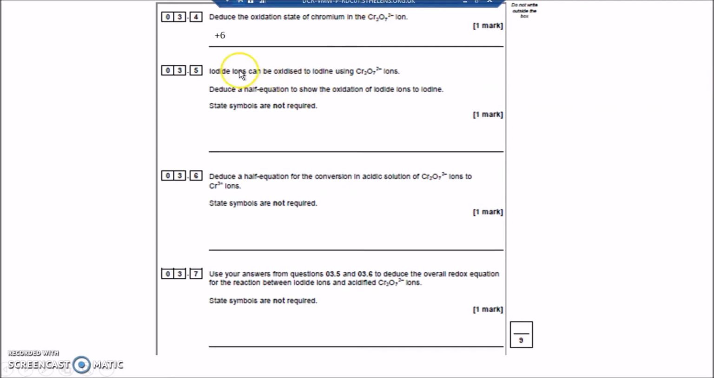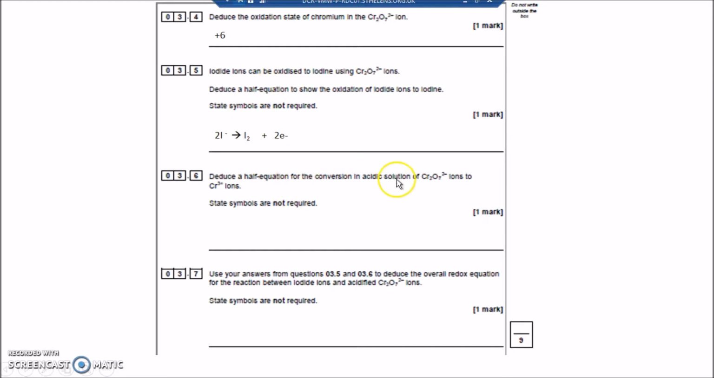Iodide ions can be oxidized to iodine using these ions. Deduce a half equation. So a half equation is just part of the equation. It's always got electrons in there. So iodide ions are I-, iodine is I2. I- to I2, I'm going to need two I minuses to make the I2, and let's balance up the charges with electrons. Remember, half equations, you've always got electrons. Two minuses on the left, so I need two electrons on the right.